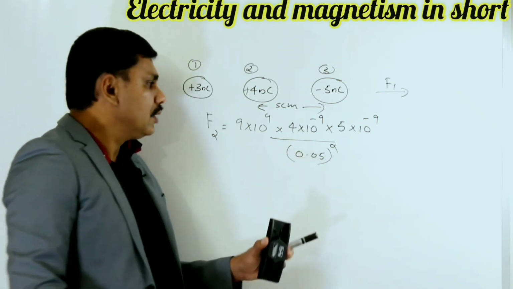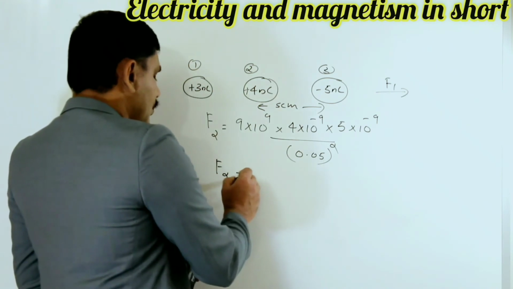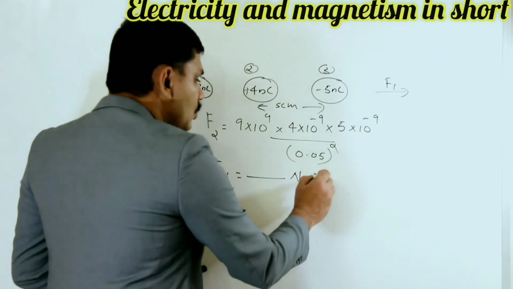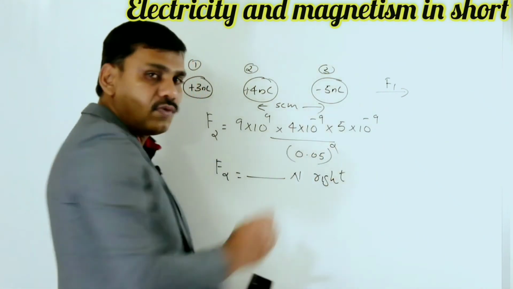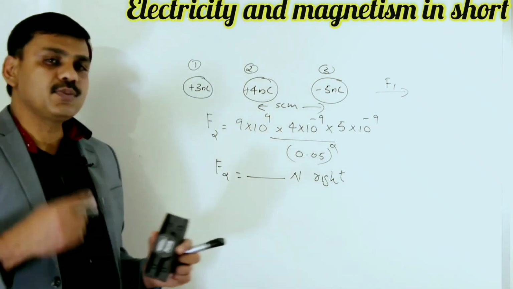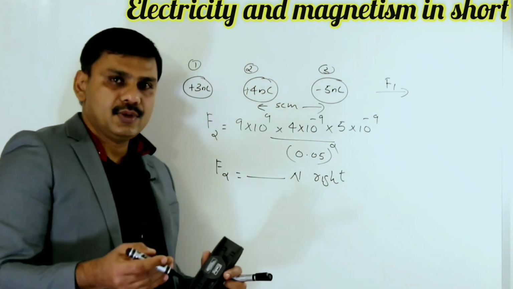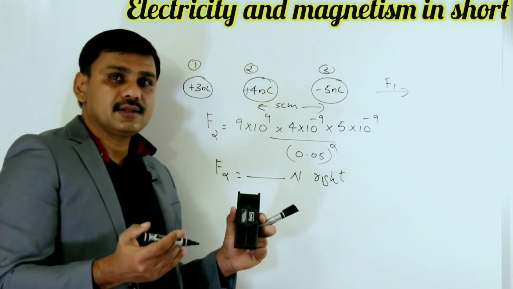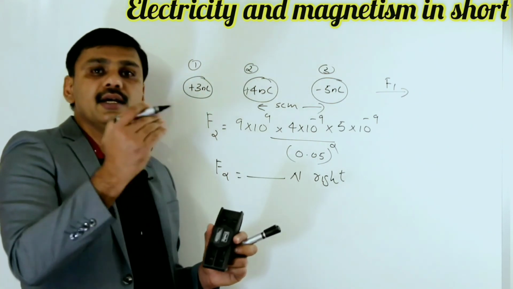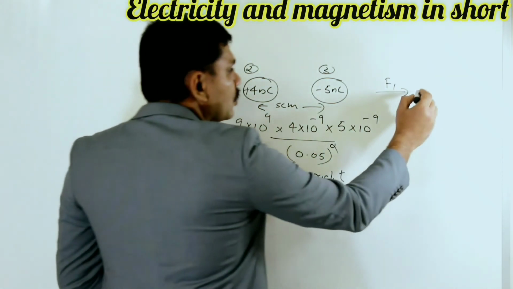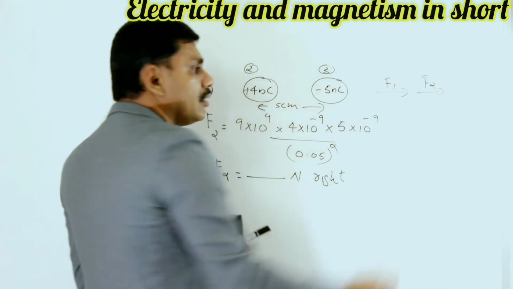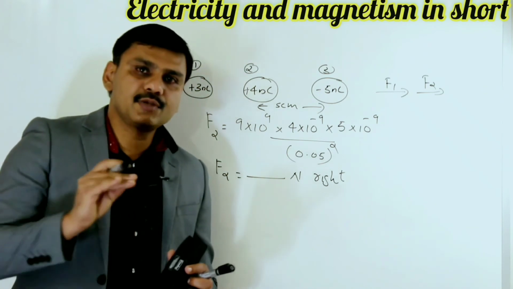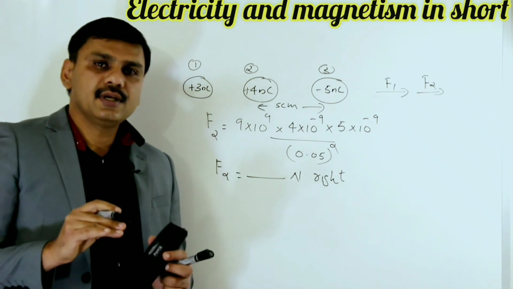The whole square. So you will get a force F2, that will be in Newton, that also will be towards right. What is the reason? Second charge is positive, third charge is negative. So the second charge is attracted by the third charge. So F2 also will be towards right. So here the second charge is experiencing two forces.